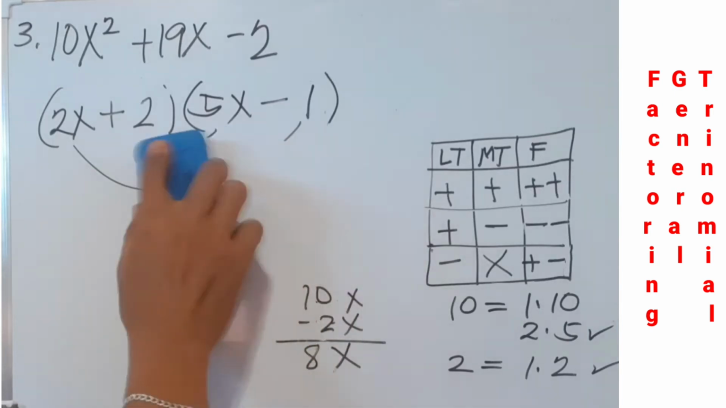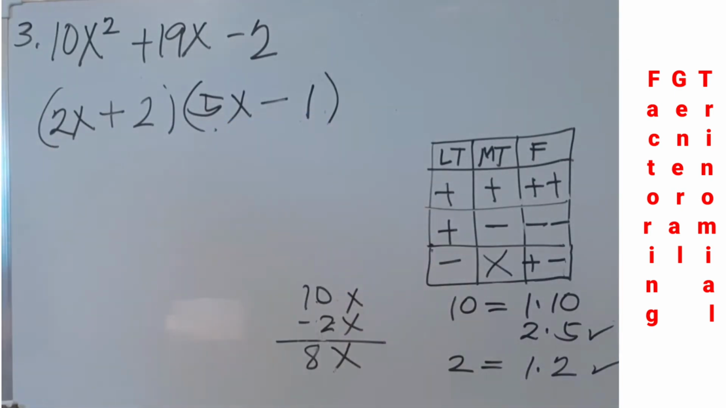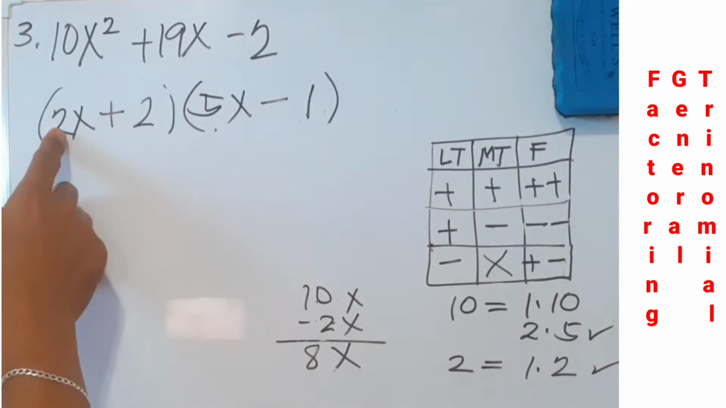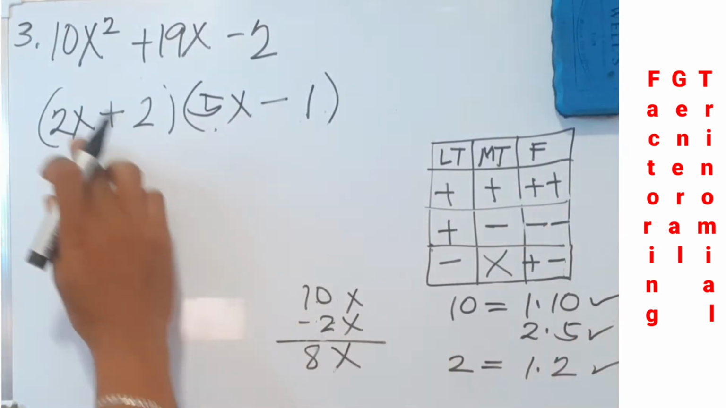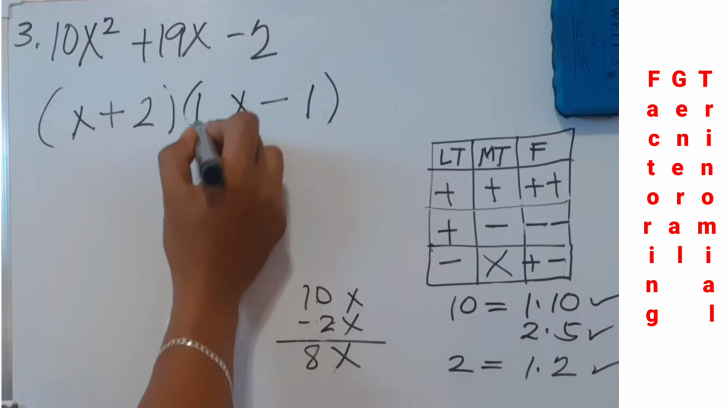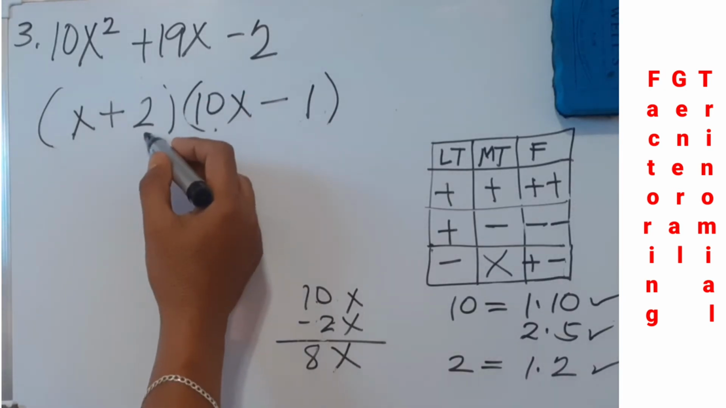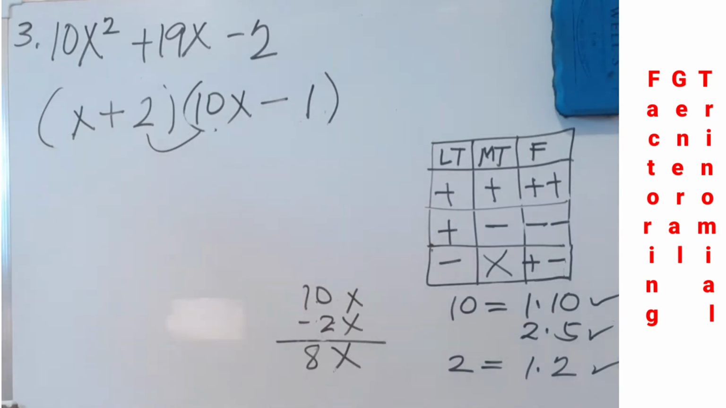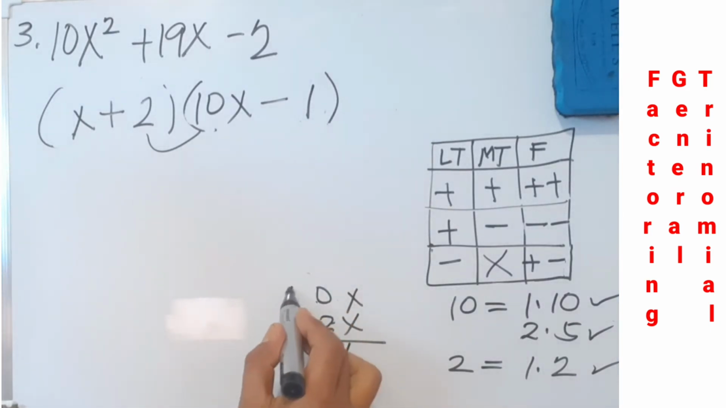Now, we are now through interchanging 1 and 2. So our option now is 2 and 5 is also not possible. Go on to 1 and 10. So this will become x and this will become 10x. Then 2 and 1 again. Proceed. 2 times 10x equals 20x.